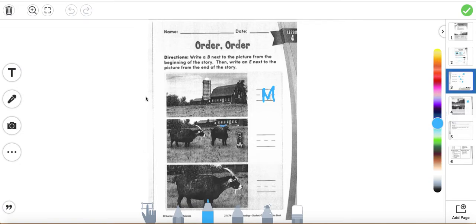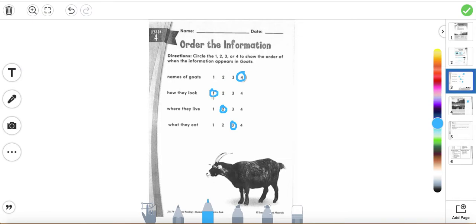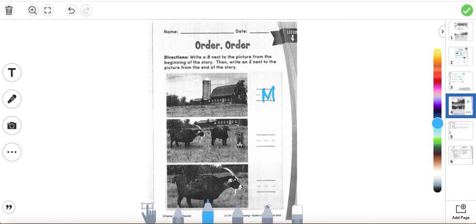We can go back to the previous page. Here it tells us the first thing that we went over was how they look. So it's looking at these pictures. Which of these tells us how they look? Yes, the bottom picture. So we'll go ahead and put a B right here, a capital B. Make sure it touches the top and the bottom line.